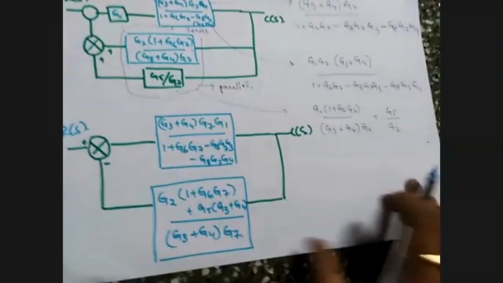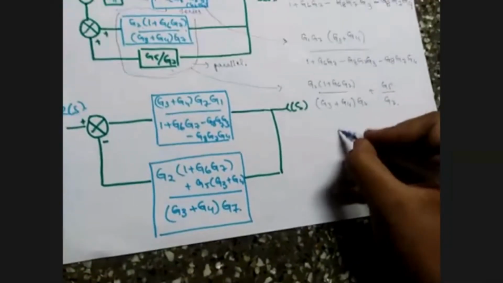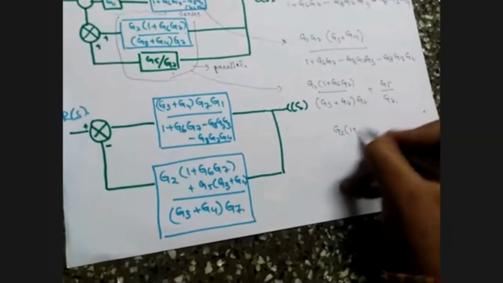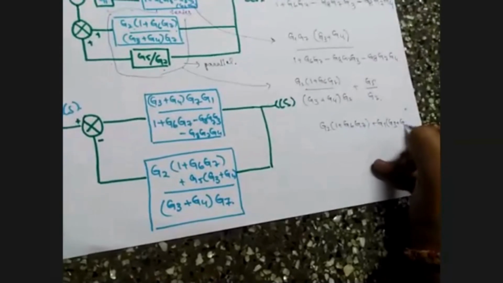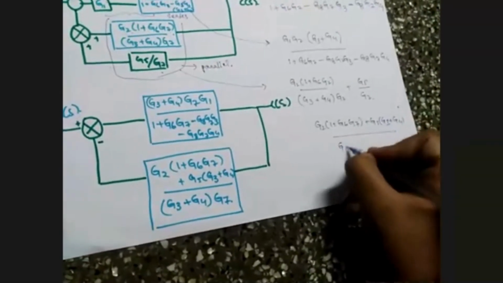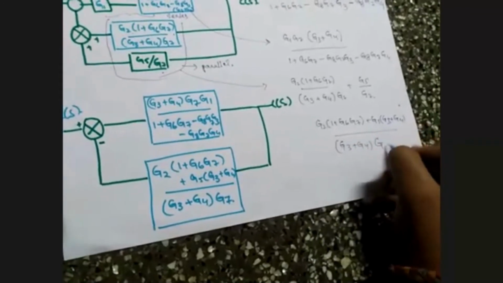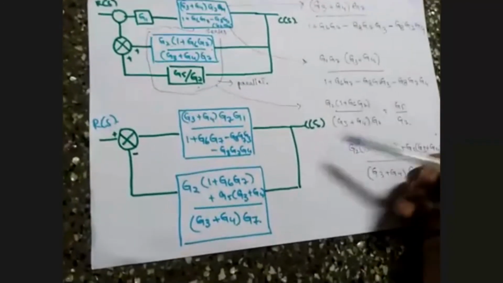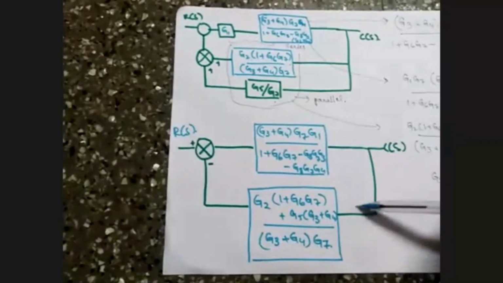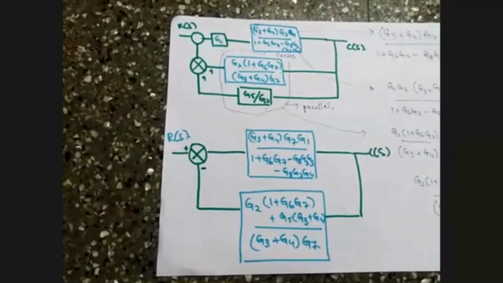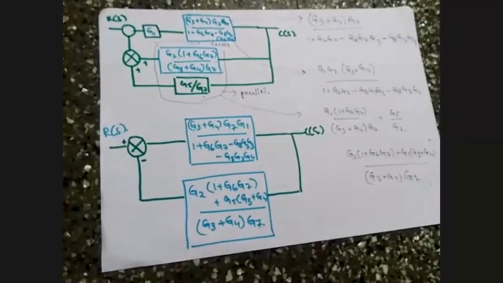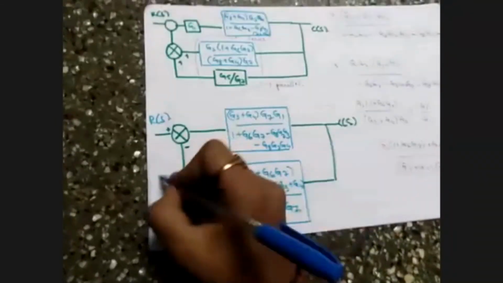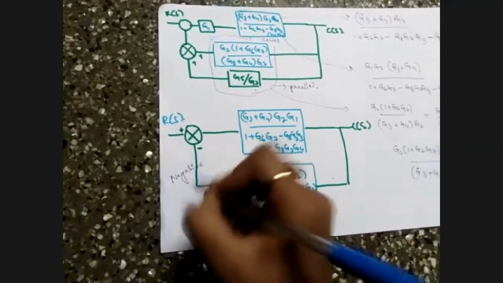Now take the LCM. You will be getting G2 into (1 plus G6 G7) plus G5 into (G3 plus G4) by (G3 plus G4) into G7. The final reduced figure will be this figure. Now, how to find the transfer function of the completely reduced figure? If you observe properly, this is the negative feedback.